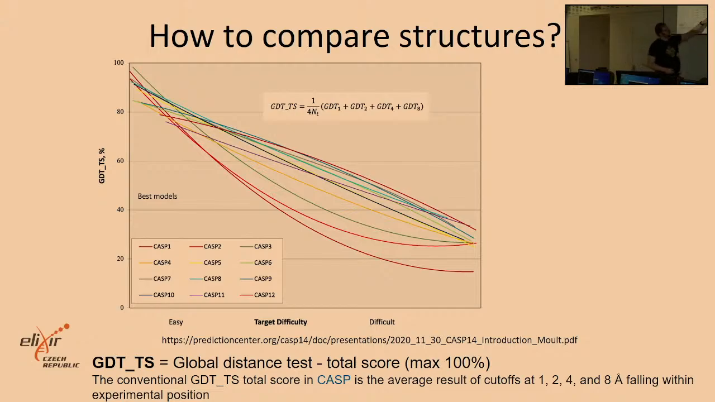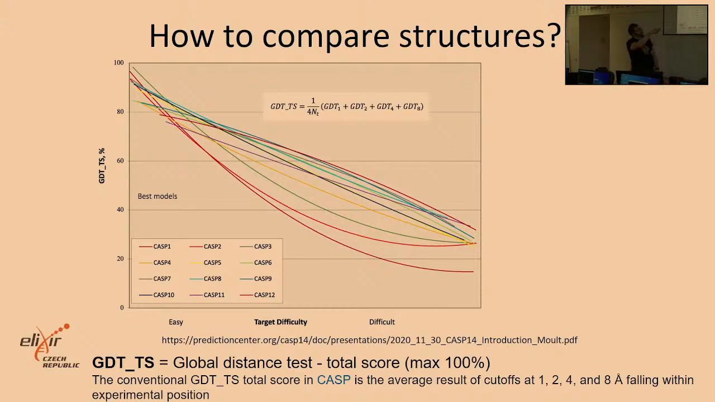And here you can see that the targets, coming from the easy ones, which had high homology to something, to quite difficult ones, which were larger proteins with no known homology, were quite different. This homology modeling was quite successful, even at the beginning, at the first CASP. But then the last part, the difficult targets, were really bad. But in this area, there was a small movement upwards.